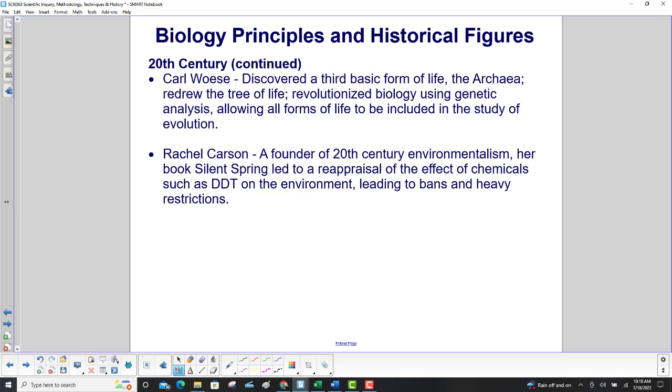Rachel Carson, a founder of 20th century environmentalism. Her book, Silent Spring, led to a reappraisal of the effect of chemicals such as DDT on the environment, leading to bans and heavy restrictions.